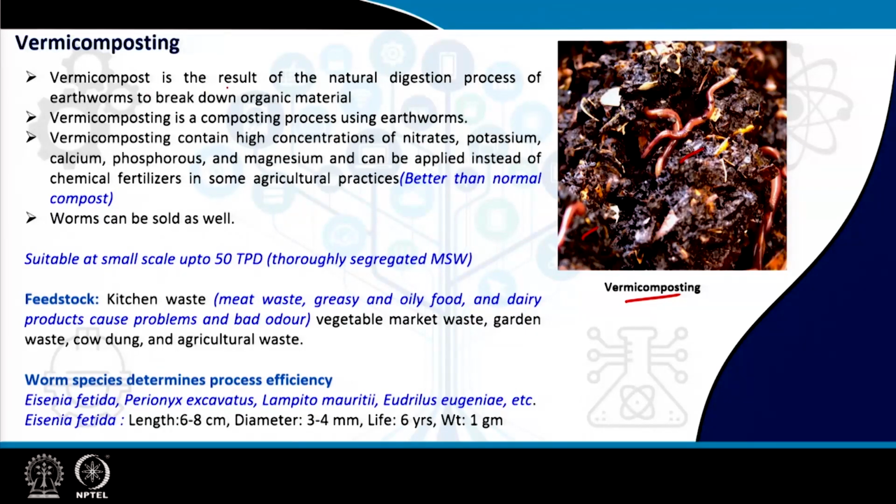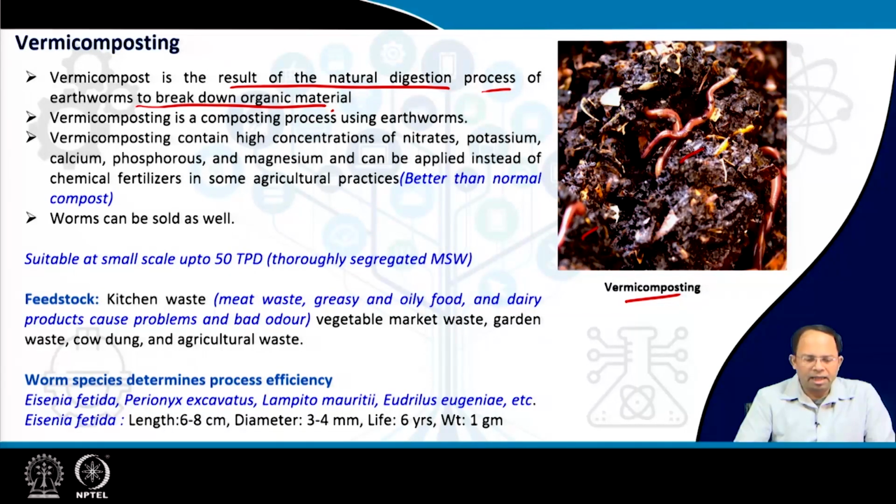So vermicompost is the result of the natural digestion process of the earthworms to break down the organic material. These earthworms will consume the organic material, and the excreta of the earthworm is actually the compost. So vermicomposting is a composting process using earthworms.